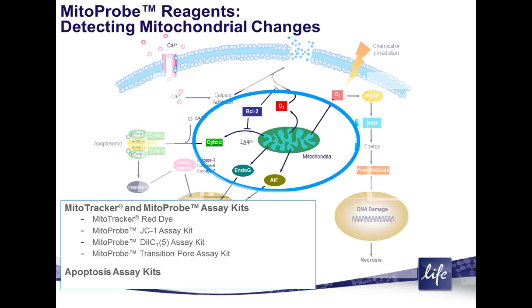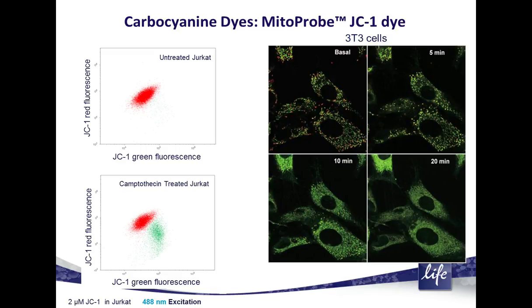First, we'll look at the loss of mitochondrial function, often associated with the early stages of apoptosis. Mitochondria are the energy factories of the cell, and this energy production is driven by an electron gradient. Loss of membrane potential is an early and sensitive indicator of cell stress. We will look at detection of membrane potential with the MitoProbe reagents and the MitoTracker reagent.